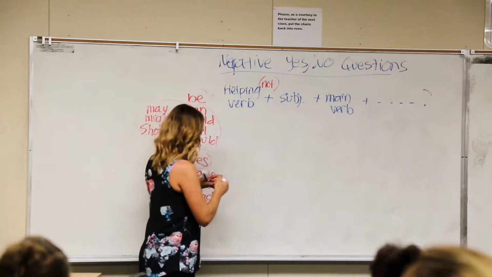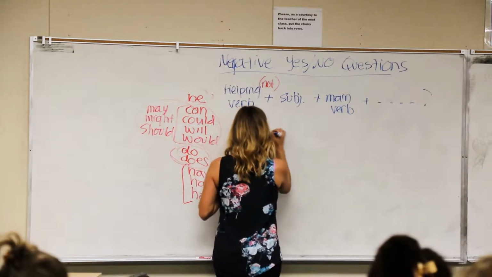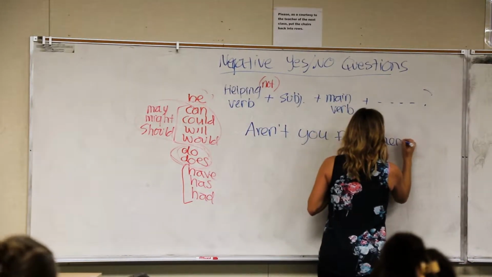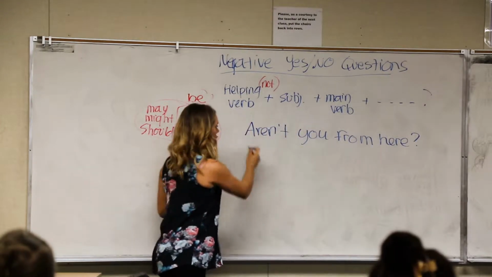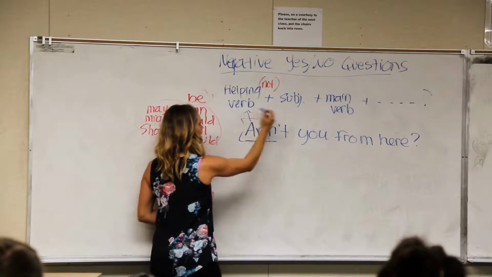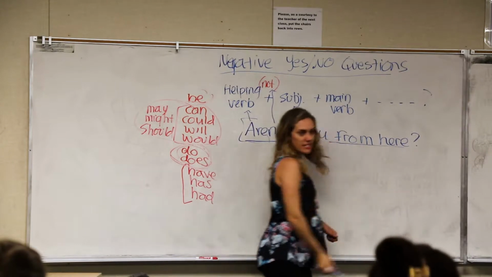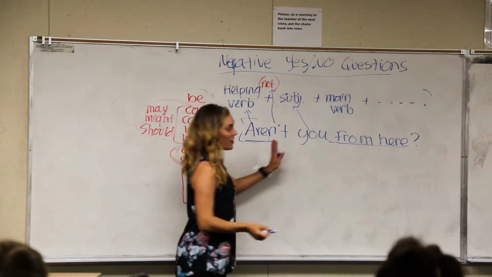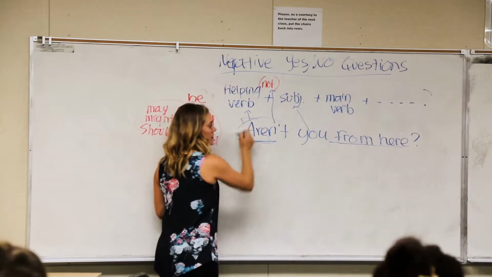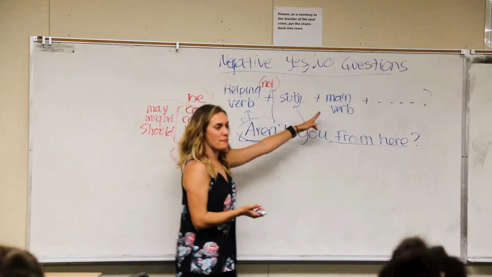Let me give you some examples of this kind of question, okay? Aren't you from here? Okay, so it's the helping verb plus negative, plus the subject, and then the rest of the sentence, right? This one doesn't have a main verb. Why doesn't it have a main verb? Because the verb is be. So sometimes with the be verb, we are not going to have a main verb.